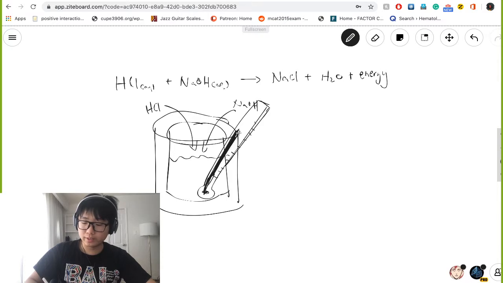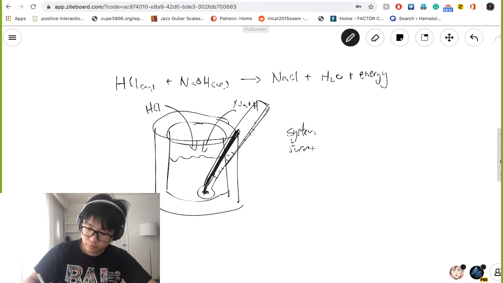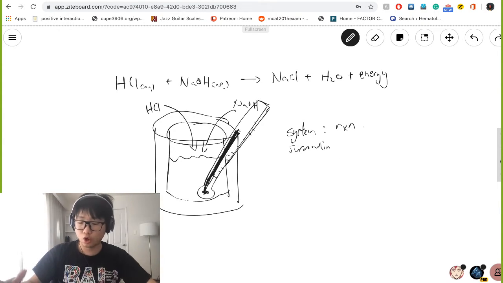Because if we're measuring this water, now we can make a call on what the system and surrounding is. In this case, my system is going to be that reaction that I've described above, and the surrounding is actually the water. You can think they're basically beside each other, touching each other, because the water is all around that system. The system is basically the little ions that are dissolved in the water. So we're measuring the surrounding as the water.